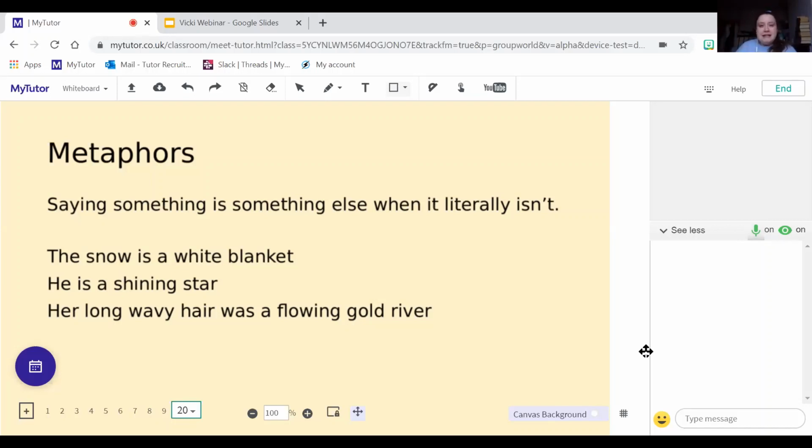Would pathetic fallacy link in with symbolism? Yeah, it's not quite the same, but it's along the same sort of lines. They're both representing something, aren't they? So yes, you're right, but they're not the same thing. Symbolism is a sign that we have in our society that we all understand to mean one thing. Pathetic fallacy is the weather reflecting a particular mood. That doesn't necessarily mean the same thing for everybody, so it's slightly different.